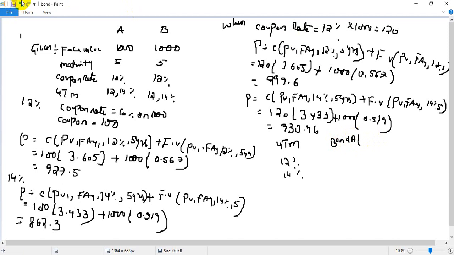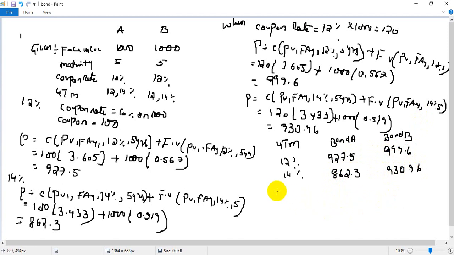Bond A and bond B. So you take down the values that have been given. We calculated 927.5 and here we got 862.3. Bond B, it's a 12% coupon rate, 999.6 and 930.96. Okay, now what you need to do is multiply.